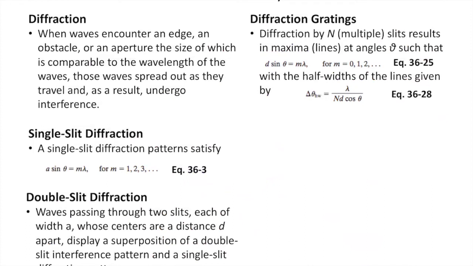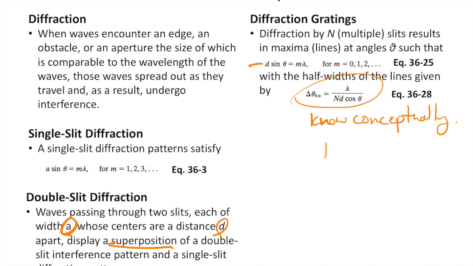And that brings us to the end of lecture today. We covered what diffraction was. We talked about single slit diffraction. We talked about double slit diffraction, where you have both a and d, and you get a superposition. You have both in effect. And we also talked about diffraction gratings and the half width. I'm not going to make you actually calculate this, but know conceptually that as n gets larger, theta hw, the width of the central maximum, gets smaller.